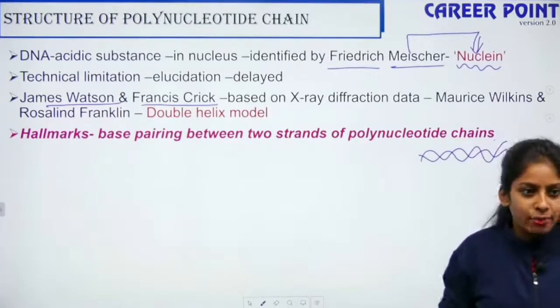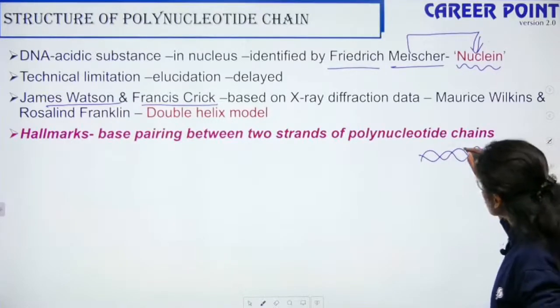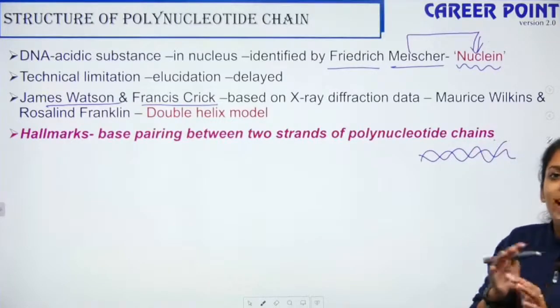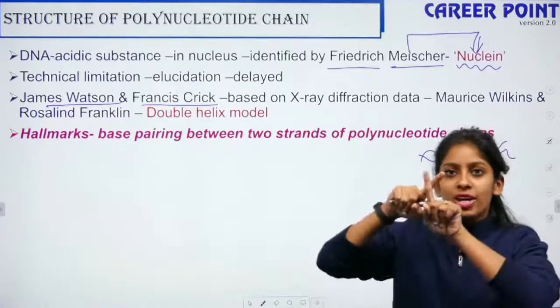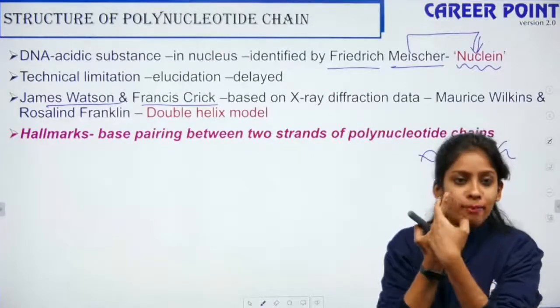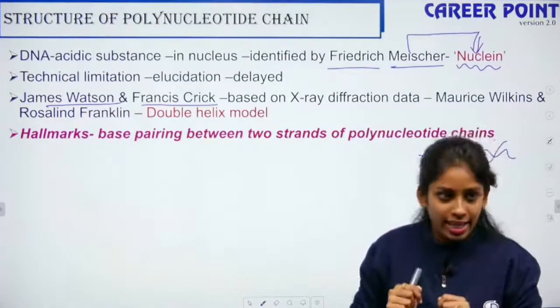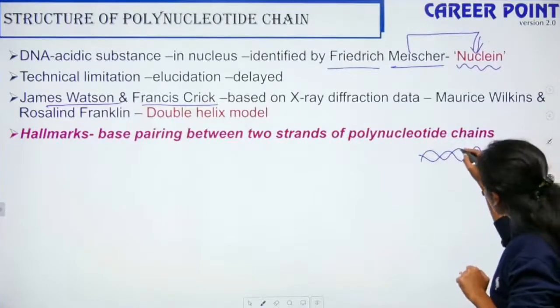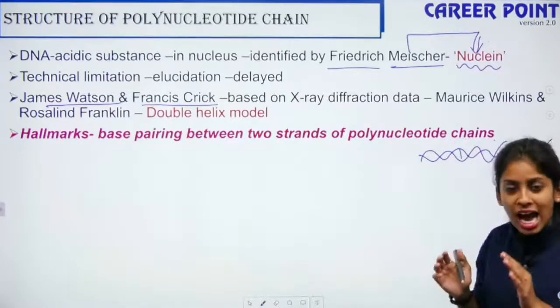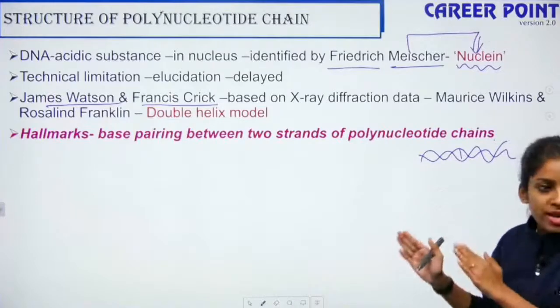So, DNA is a double helix, okay. So, these two strands are connected. That is why they are entwined. If I entwine my two fingers, imagine in between it is connected, okay. So, they are connected through hydrogen bonds. How? That is complementary base pairing.